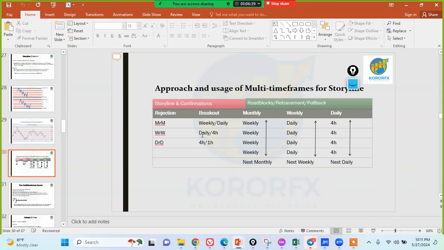What about if the daily level is far away? So we cannot wait. So we have to go two time frames lower, which is 4 hour. So the 4 hour will be a two time frame lower breakout. So that's the storyline confirmed. If there is no breakout, then the storyline is not confirmed. We don't have confirmation.